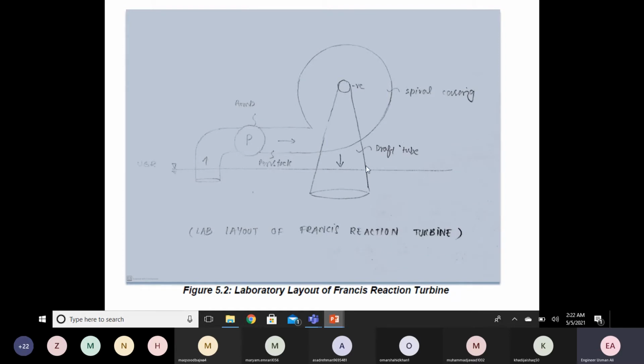You can see its diameter is gradually increasing, and some part of the draft tube is kept inside the tail race level. This is the tail race level, and in the laboratory we have this underground reservoir. Water starts from the underground reservoir, it rotates the runner, and then again comes back to the underground reservoir. So this is the water circulation that takes place in this way. So this draft tube is gradually increasing in diameter, and some part of the draft tube is kept submerged in water in the tail race level.